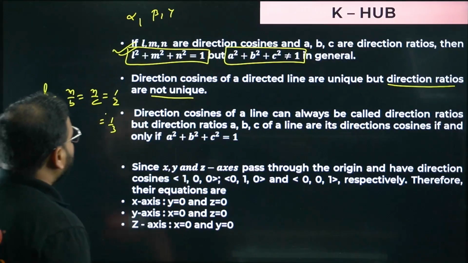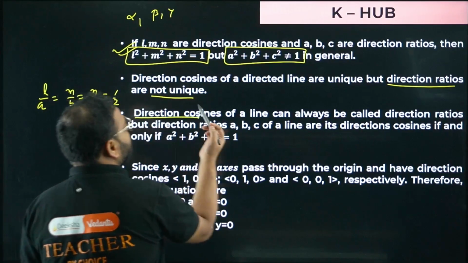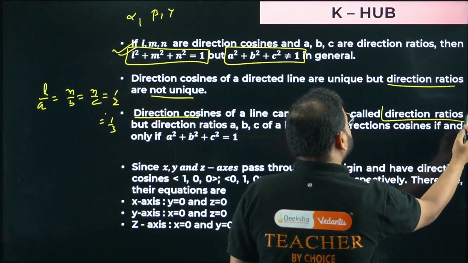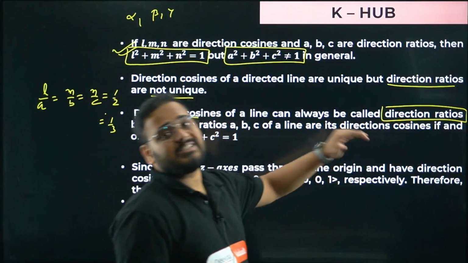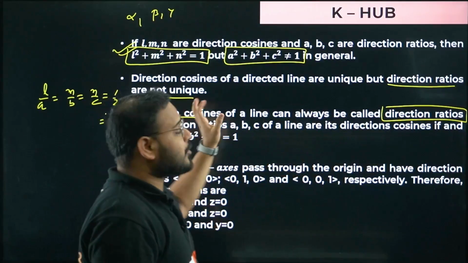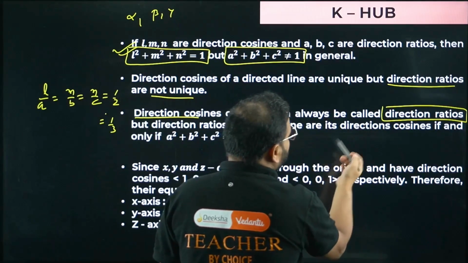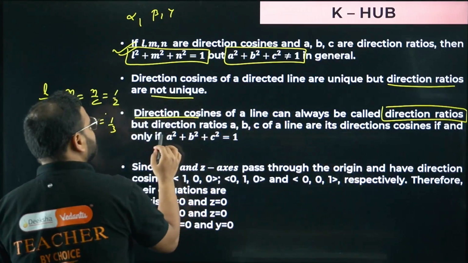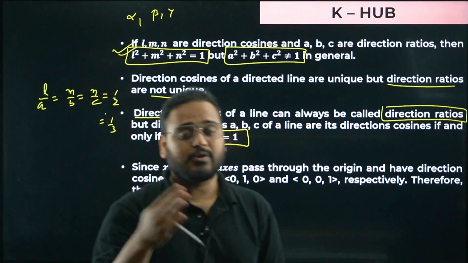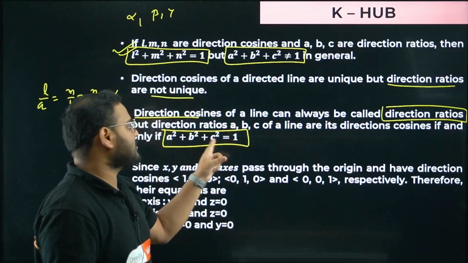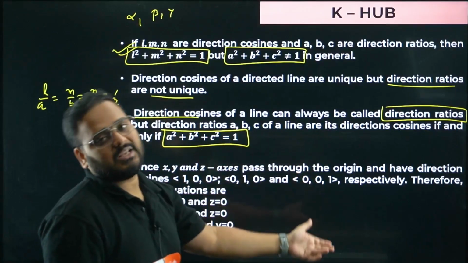That's why direction cosines of a line can always be called ratios. Means it's simply terminology understanding. This can be called this, but not vice versa, not always. Direction cosines can always be called direction ratios, but direction ratios a, b, c of a line are its direction cosines only if this is valid, bacha. I told you, whenever a equals l, b equals m, and c equals n, then only we get a square plus b square plus c square equals 1. So only in that case we can call direction ratios to be equal to direction cosines.